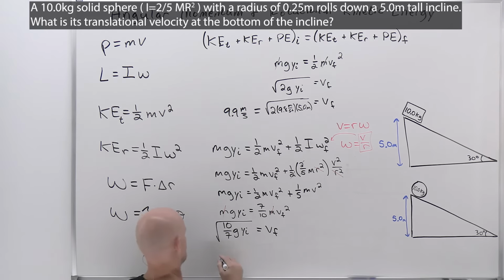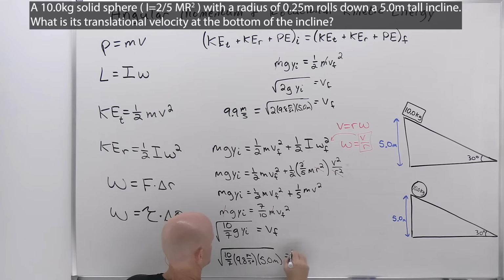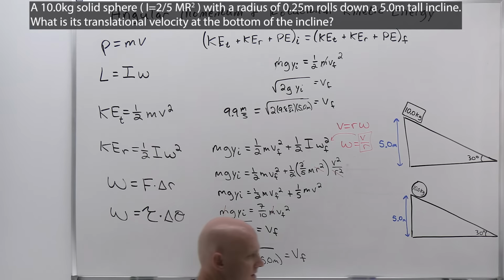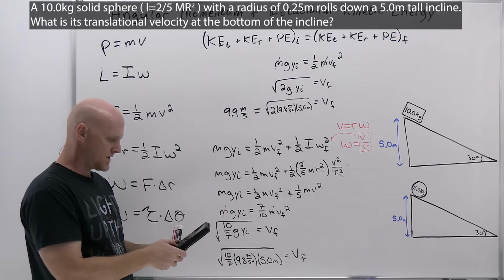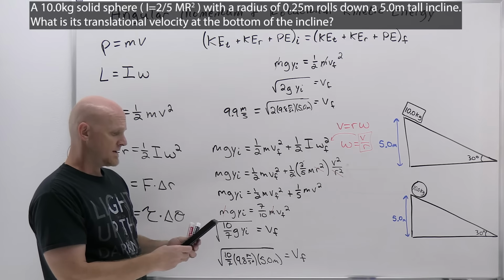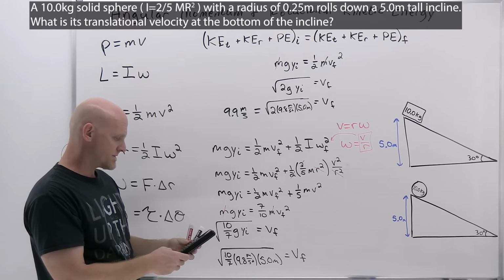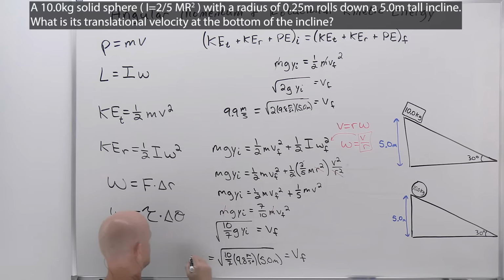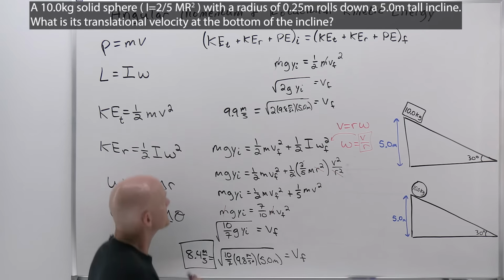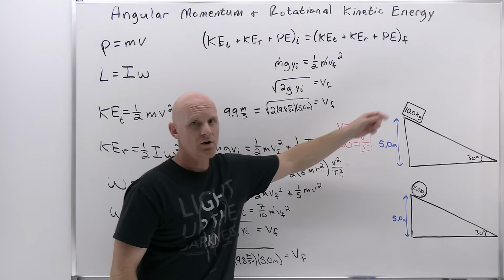Let's plug those numbers in. So in this case, square root again, 10/7 times 9.8 meters per second squared times that initial height of 5.0 meters, take the square root, and that should get us our final translational velocity here. All right, so 10 divided by 7 times 9.8 times 5.0 gets us 70, and if we take the square root of that, it's definitely going to come out lower than the last answer. 8.4, rounded to 2 sig figs, meters per second. And we do see that that is definitely lower than the 9.9 meters per second we had for the block over here.